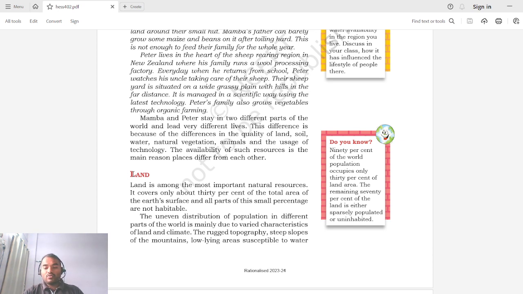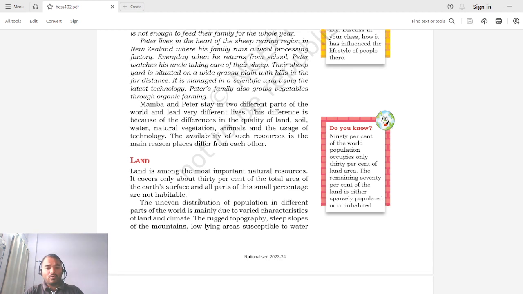So out of this total land available, humans occupy a very small portion for their survival or living. So land is among the most important natural resources. It covers only about 30% of the total area of the earth's surface, and not all parts of this small percentage are habitable, right? So as we have seen, all this 30% is not habitable. A very small portion of this 30% is habitable, where human beings can survive and live.